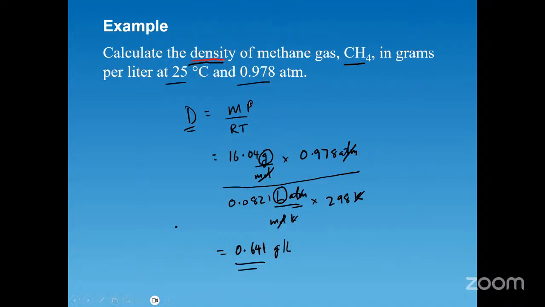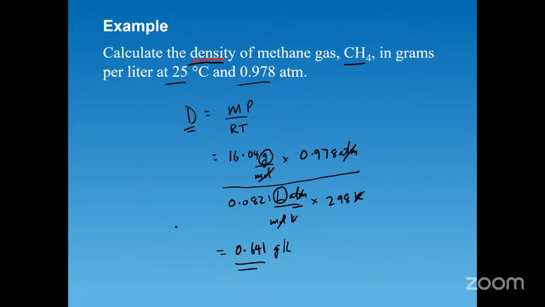Then we multiply by the pressure, which is given as 0.978 atmospheres, divided by R, which is 0.0821 liter atmospheres over mole Kelvin, multiplied by the temperature, which must be in Kelvin. 25 degrees Celsius is what you're given, so you add 273 to convert it to Kelvin. That becomes 298 Kelvin. And then you do the number crunching and you get your answer, which is 0.641 grams per liter. All right, so that's basically how that is done.